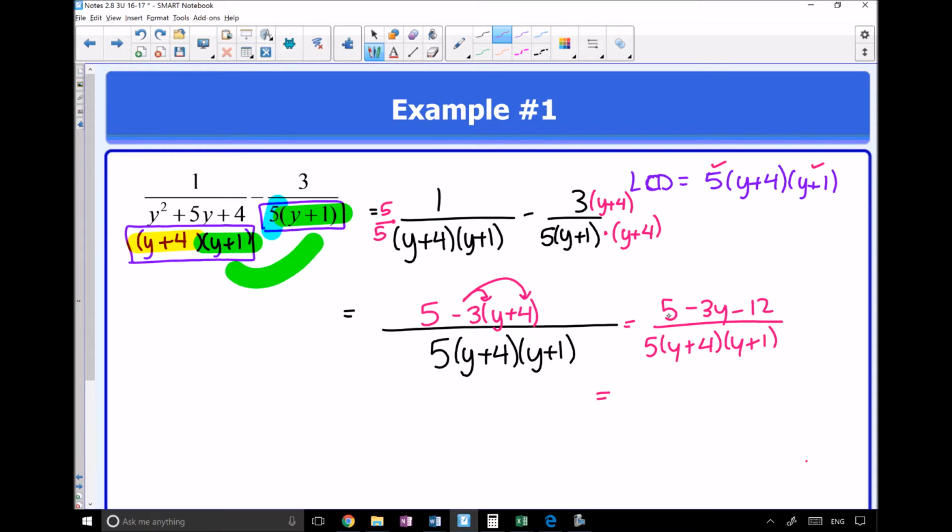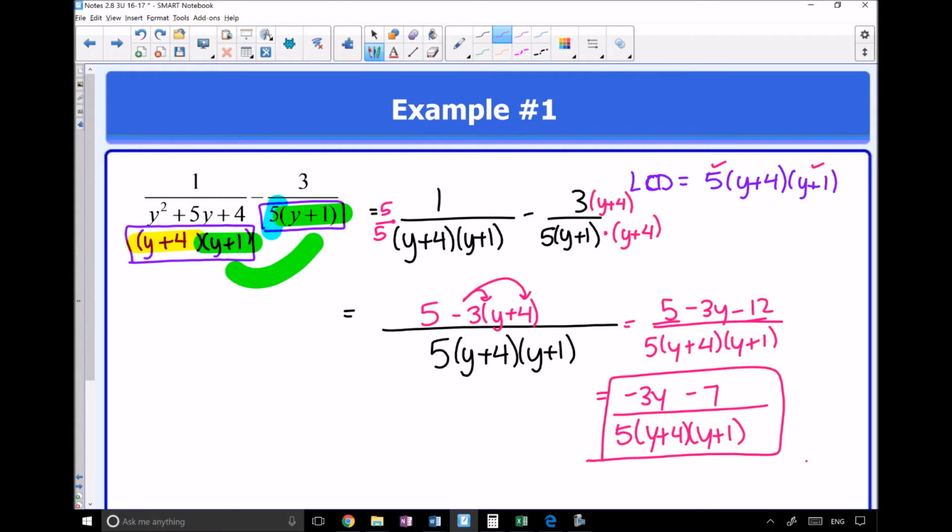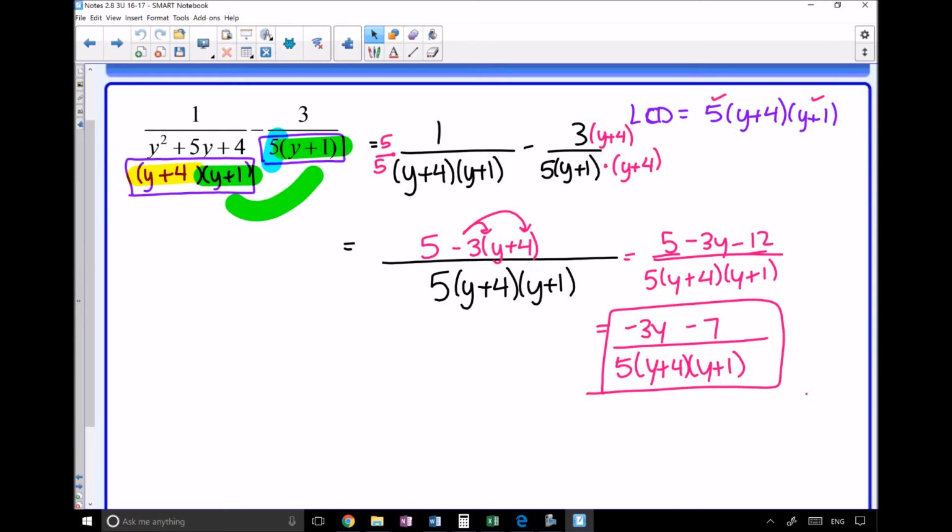When I put together my like terms, I've got 5 and negative 12, which is negative 7, and then I just copy down the negative 3y. Then I've got 5 times y plus 4 times y plus 1 in the denominator. This is my final answer, because I can't factor this numerator any further. The last thing I'm going to do is find my restrictions on my variables. For my fractions, I can't have 0 in my denominator, so I set each denominator equal to 0. My first denominator is y plus 4 times y plus 1.